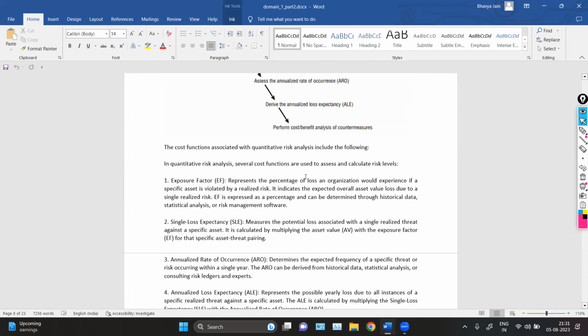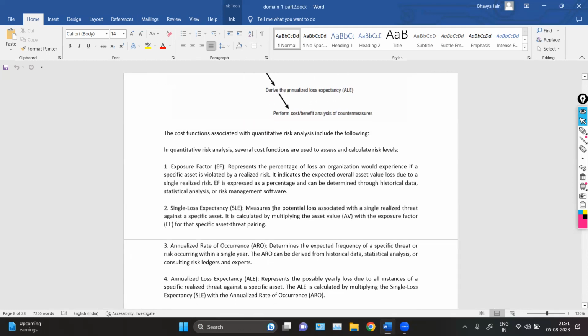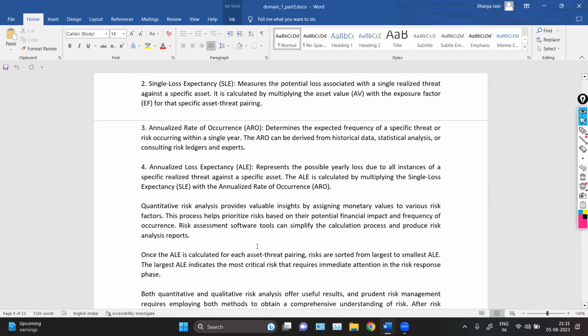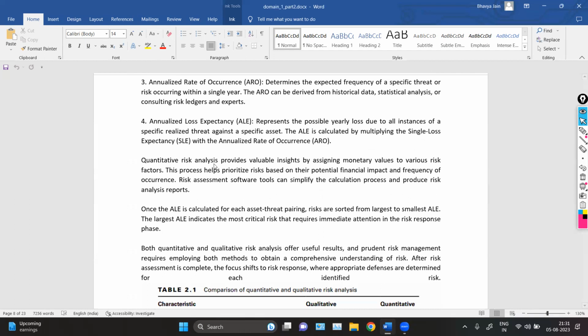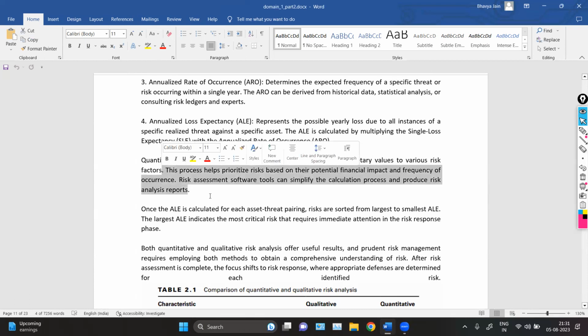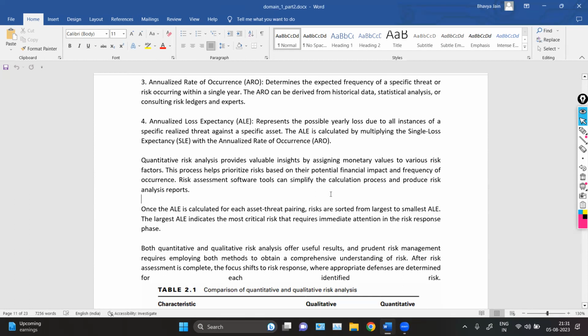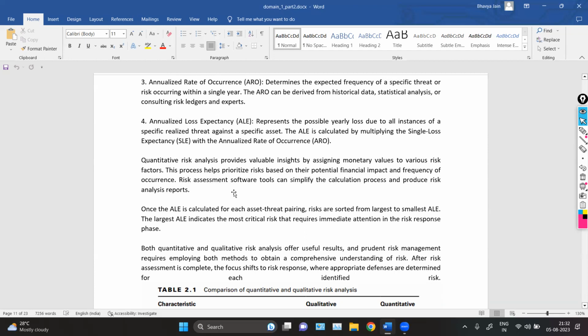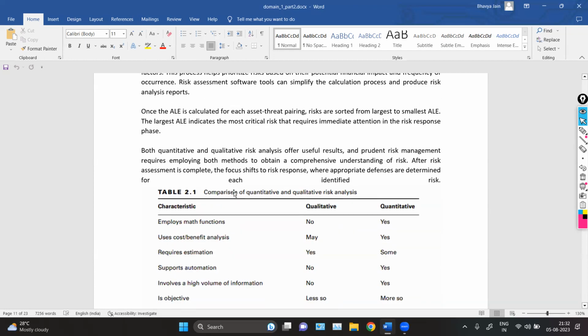Yeah. So here, you can read about these terms, like EF, SLE. These are all whatever we have discussed. Quantitative risk analysis provides valuable insights by assigning monetary values to various risk factors. This process helps to prioritize risks based on their potential financial impact and frequency of occurrence. And risk assessment software tools can simplify the calculation process and produce a risk analysis report. So we have many risk assessment software tools which you can use to automate the process.